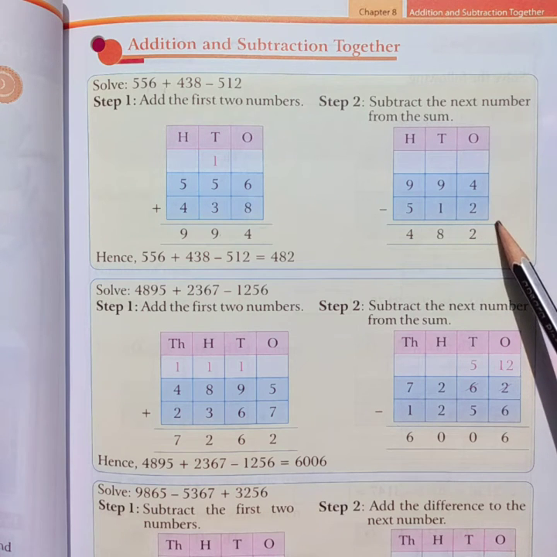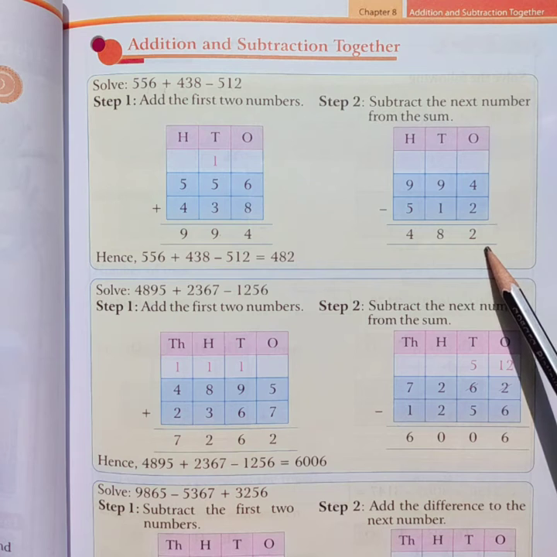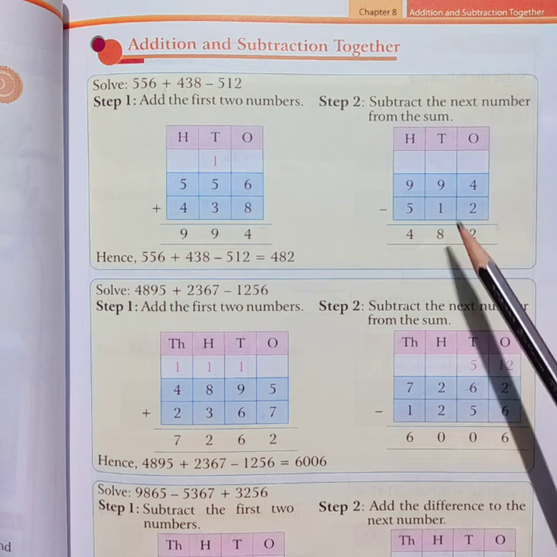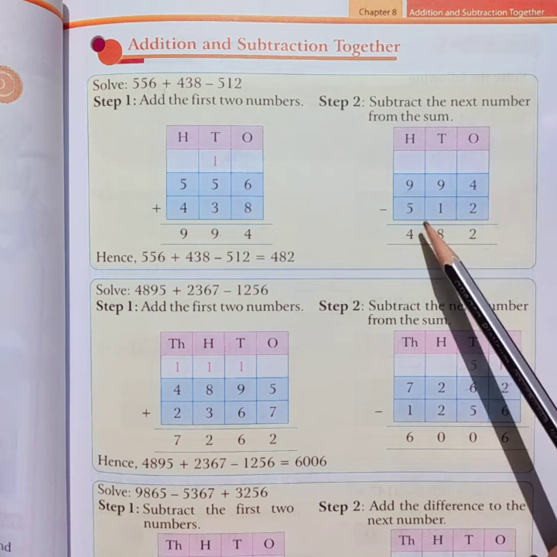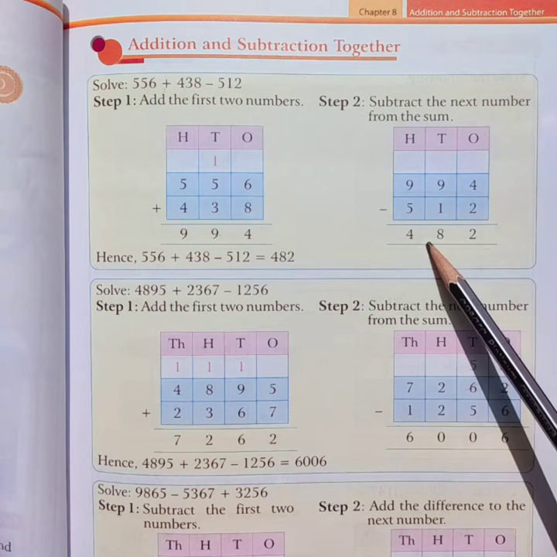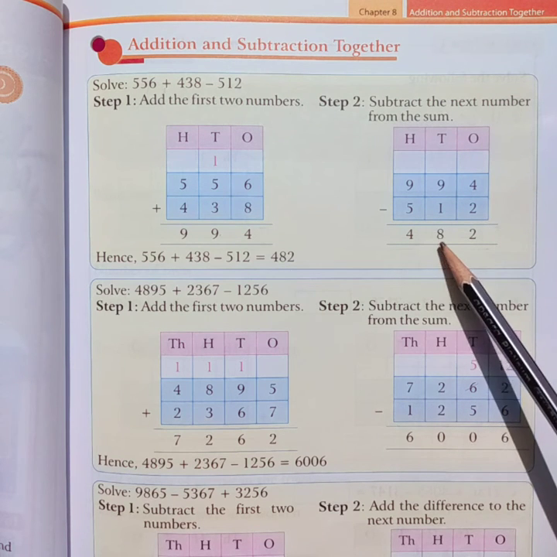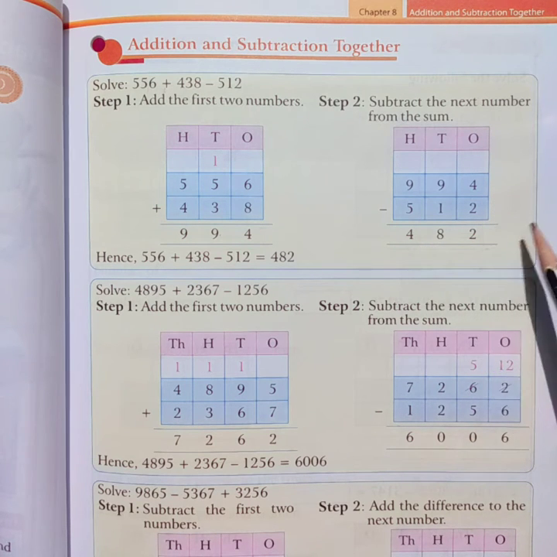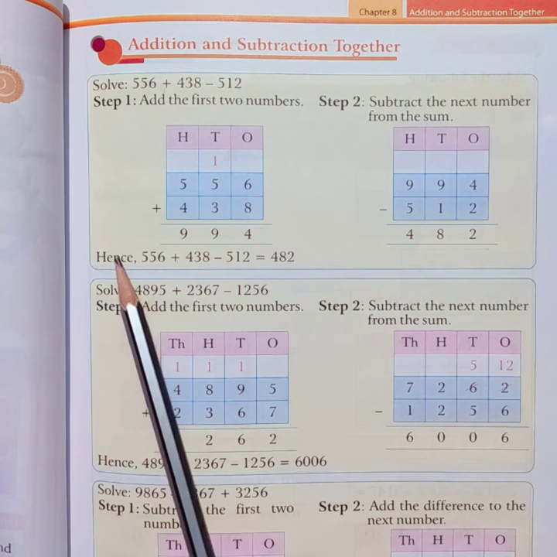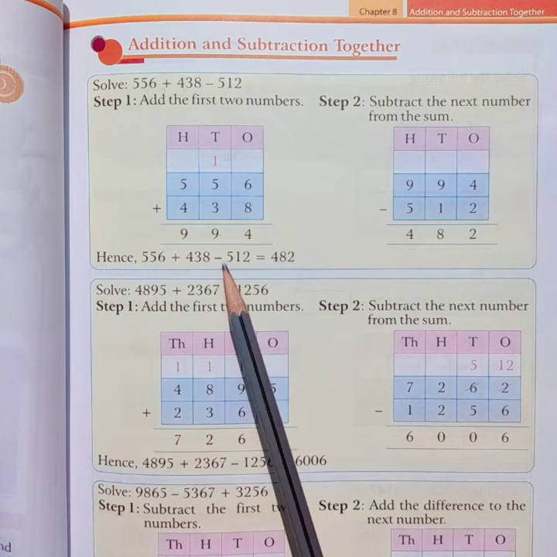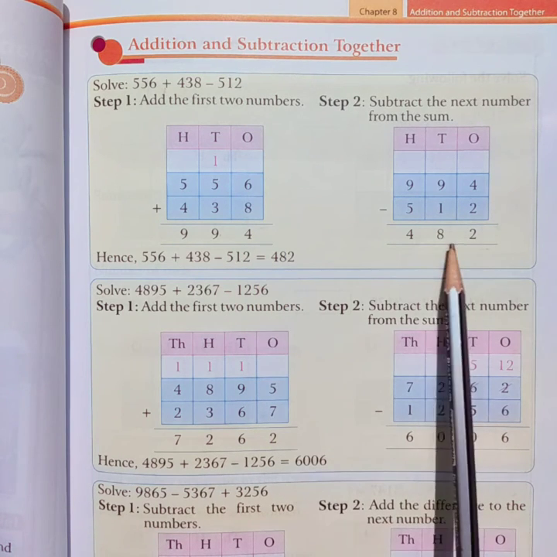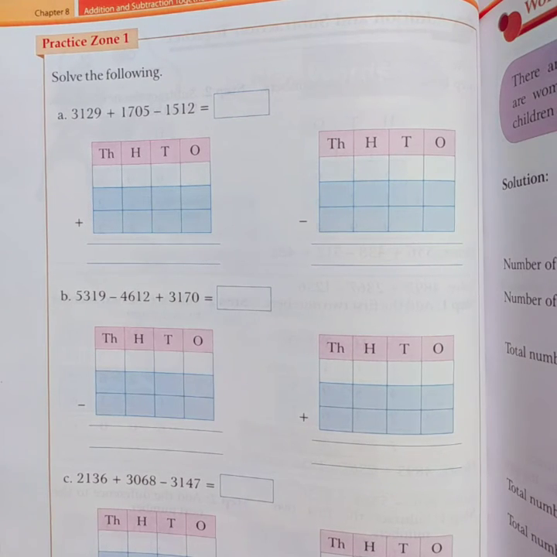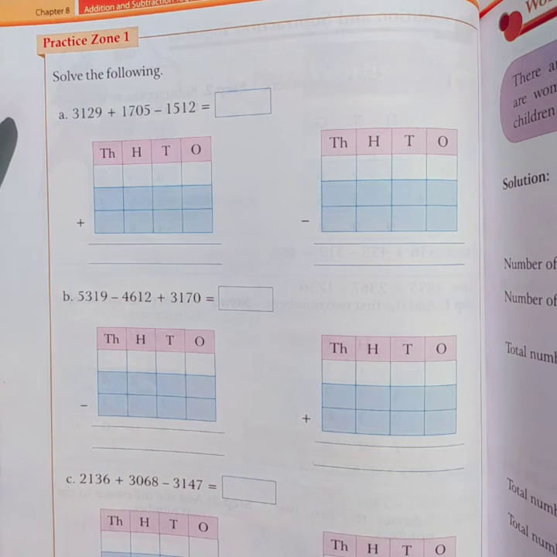In ones place we have 4 and 2. So 4 minus 2 is equal to 2. In tens place we have 9 and 1. So 9 minus 1 is equal to 8. Next, in hundreds place we have 9 and 5. So 9 minus 5 is equal to how much? 4. So the answer is 482. The difference of these two numbers is equal to how much? 482. So the total result of 556 plus 438 minus 512 is equal to how much? 482. Understood?